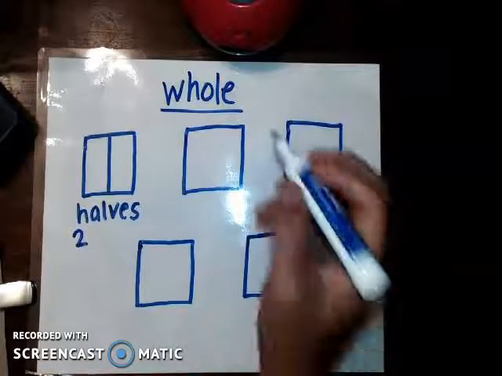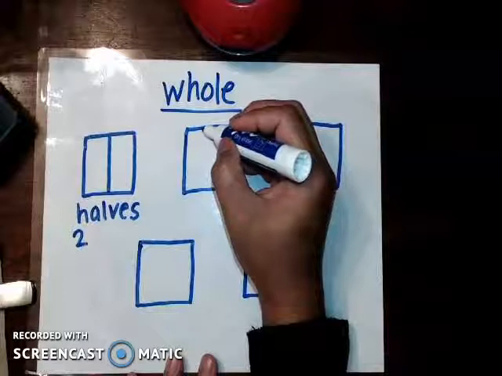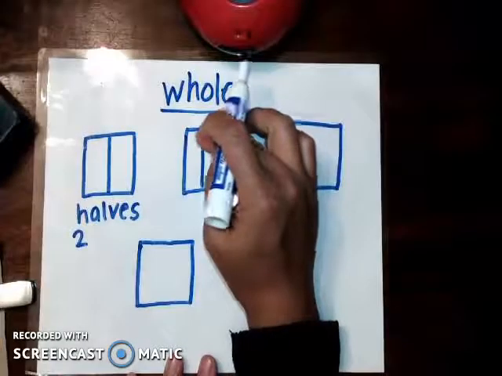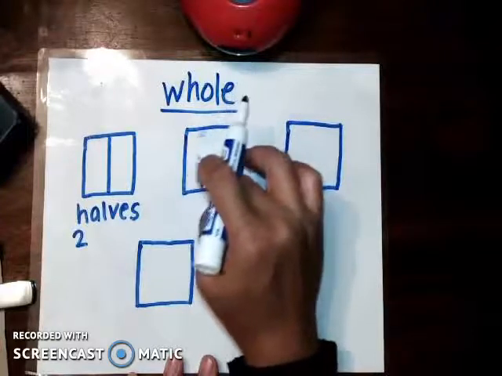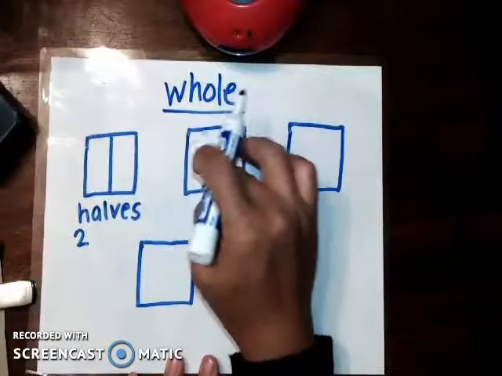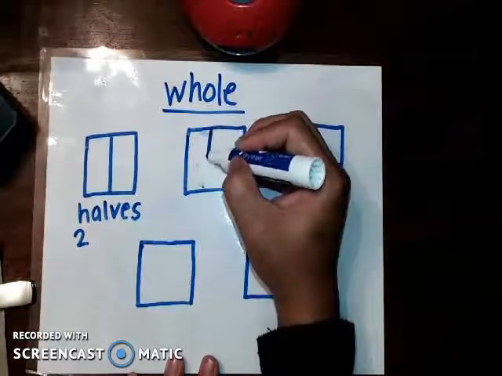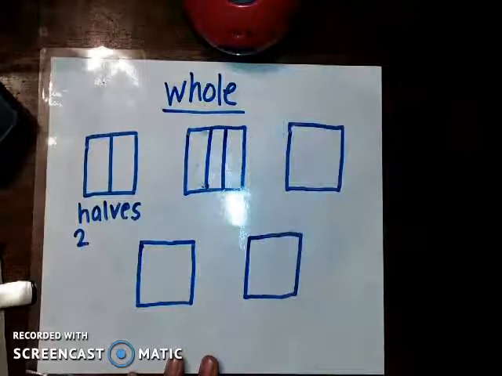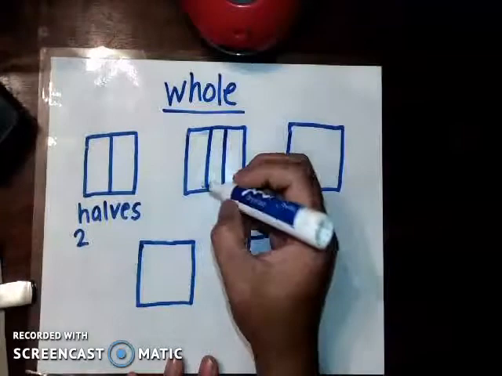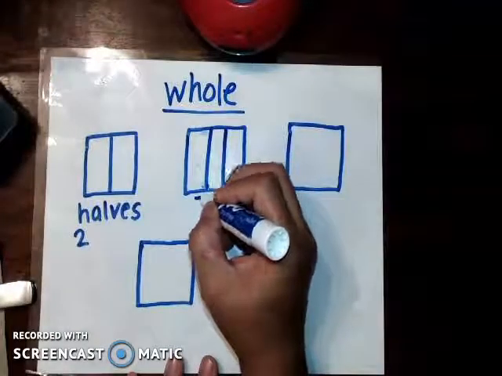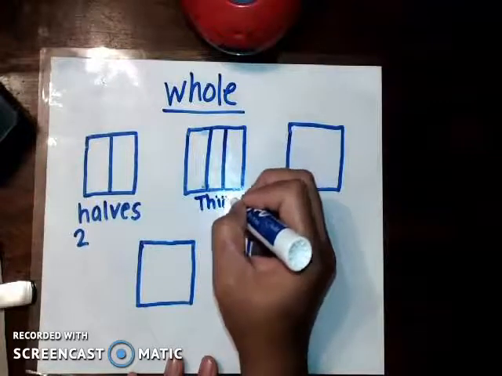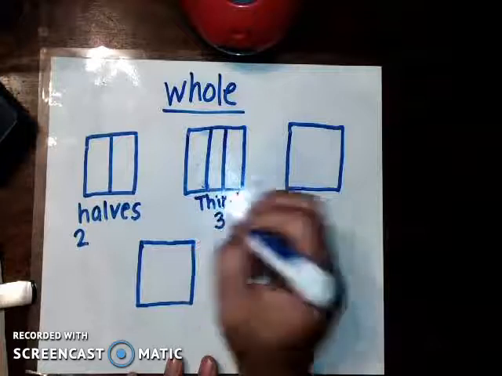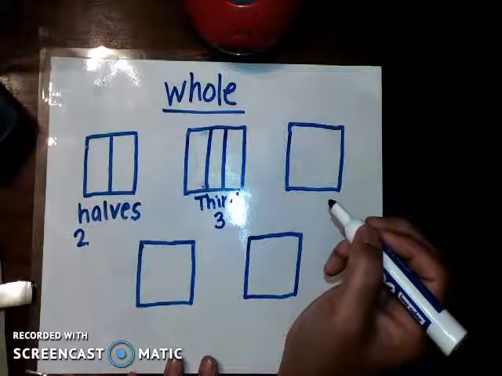Let's take a look at the third one. As close to equal as I can, I'm going to draw 2 lines. And this one we call thirds. It's broken up into how many pieces, guys? 3 equal pieces, right? 3 equal pieces.